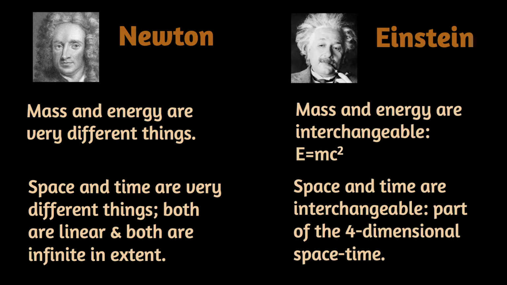What about Einstein? Einstein recognized that mass and energy, although they seem quite different, were actually interrelated by his equation E equals mc squared. By removing the distinction between mass and energy, he implied that they're interchangeable, that in some situations mass could be convertible into energy, and in others energy be converted into mass.